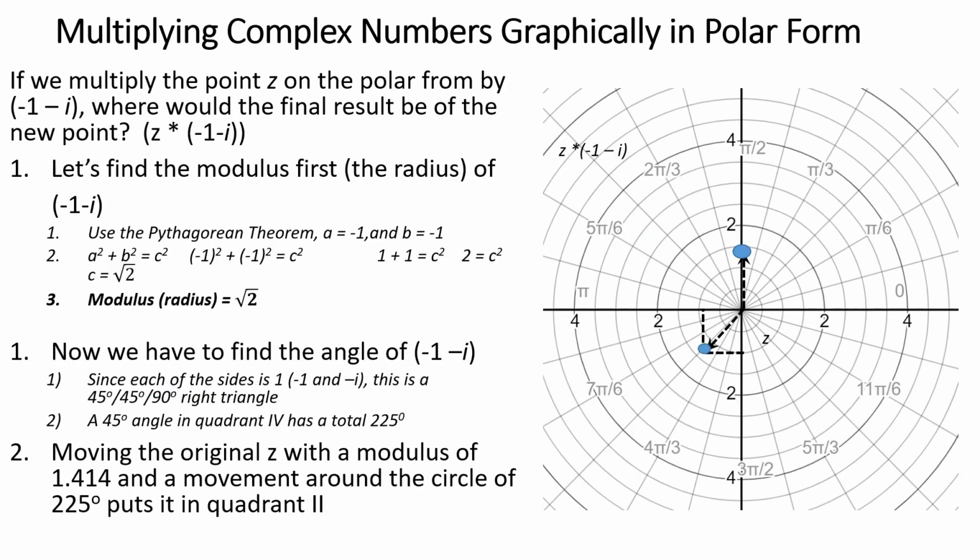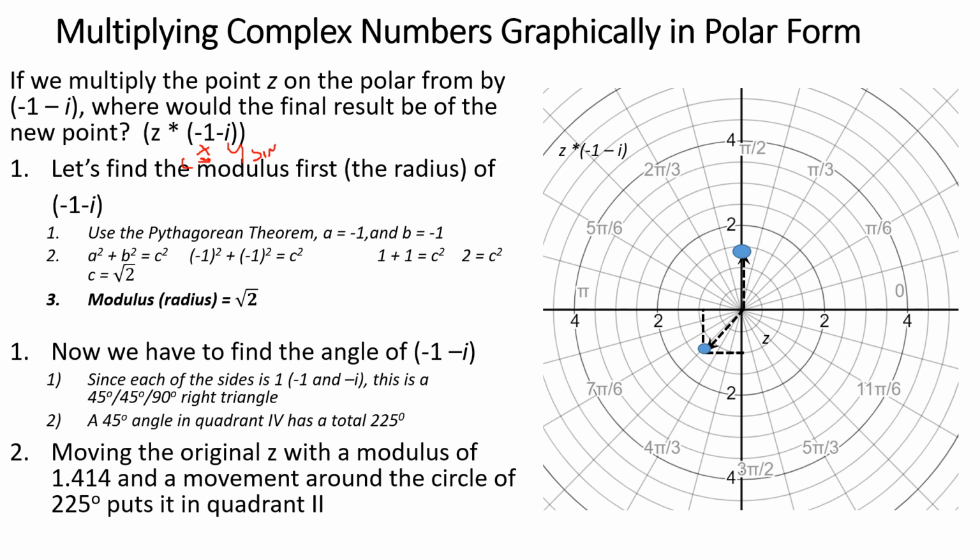Let's do one more here. If we multiply the point z in polar form by -1 minus I, what would the final result be of the new point? So basically, we got to find out the radius of -1 minus I. And that's z, multiplied times z, which is, like I said, the radius. Well, remember, this is x, this is y, and this is cosine, and this is sine. And the reason I'm telling you this, we can turn this into a Pythagorean theorem.